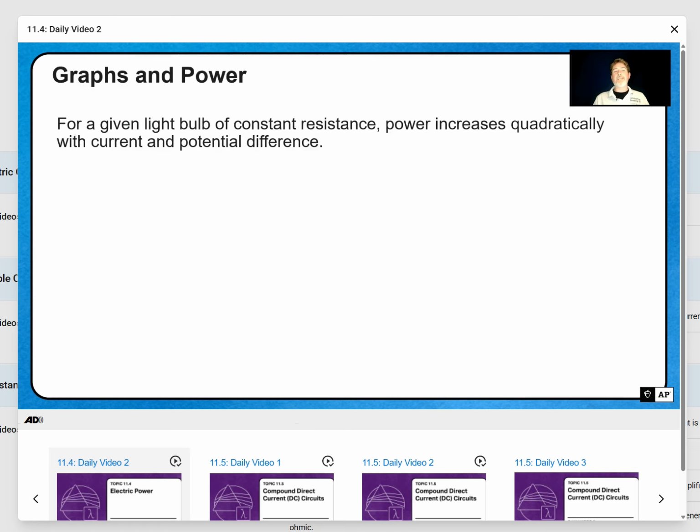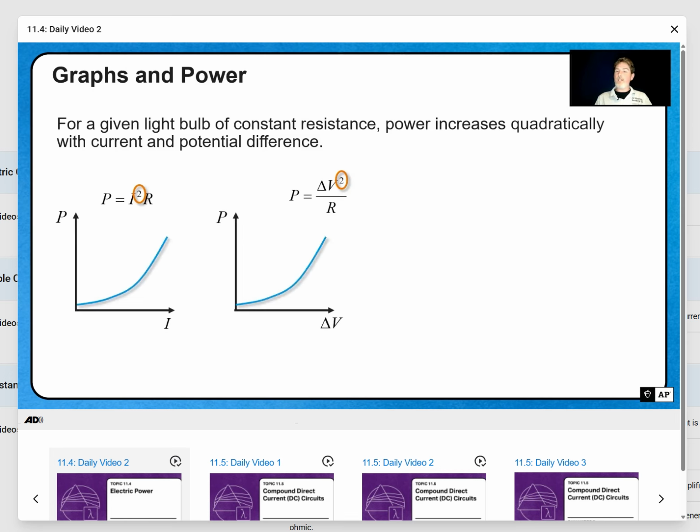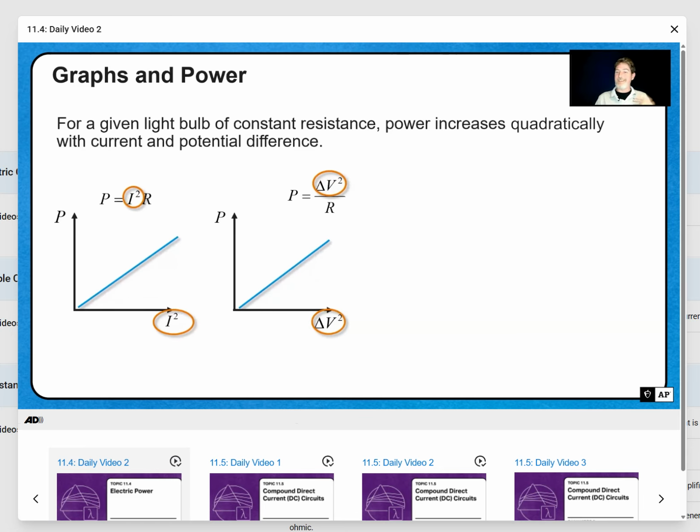For a given light bulb with a constant resistance, we're assuming it's an ohmic light bulb, power increases with the current flow and potential difference because of the squared term in the equation. So we end up with graphs that look like this, where it's sloped upwards. If you ever have to do a calculation where you need this graph to be straight, instead of using I and V for our graphs, we can graph I squared and V squared, and we will be given a nice linear graph, which we can then use our best fit line method to figure out a constant value.